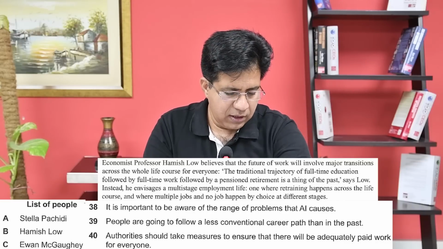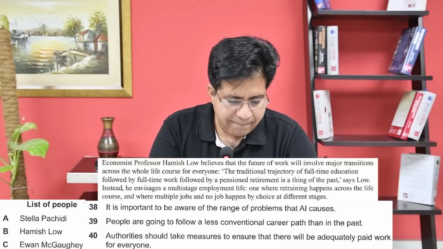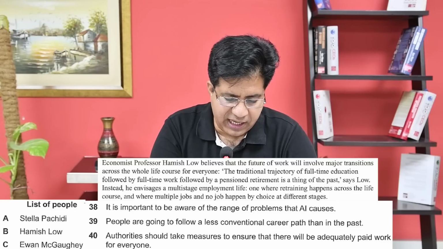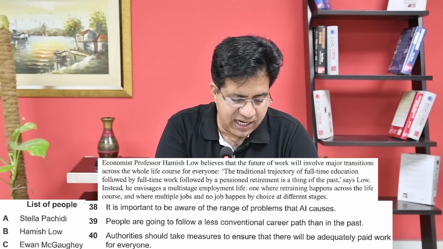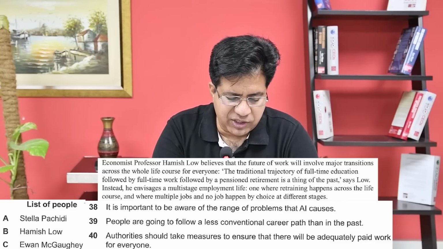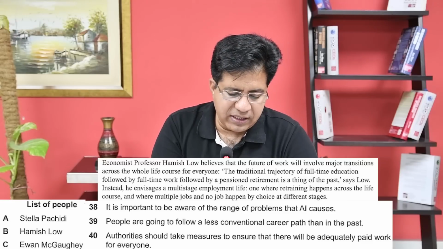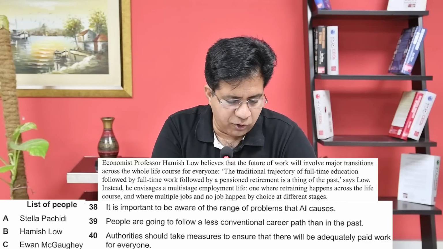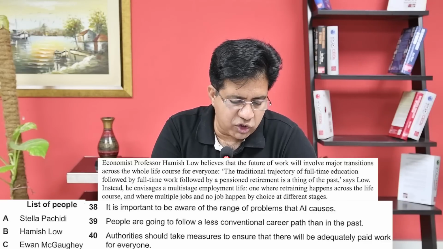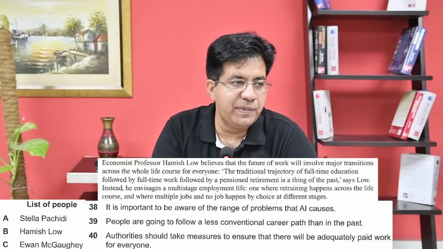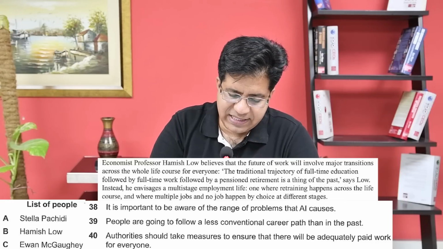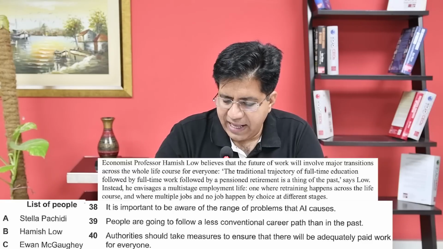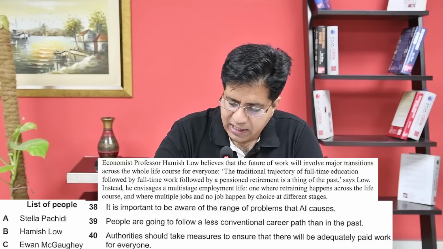Please come back. He said here very clearly, traditional trajectory of full-time education followed by full-time work, this is the traditional thing, says Low. Instead, now this is the new thing, he envisages a multi-stage employment life, one where retraining happens across the life course and where multiple jobs and no job happen by choice at different stages. Multiple jobs and no jobs, so that is 39. People are going to follow less conventional career path than in the past. So for 39, correct answer is B.